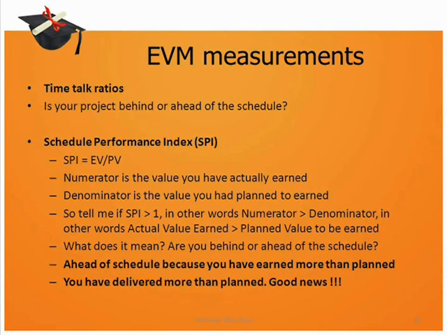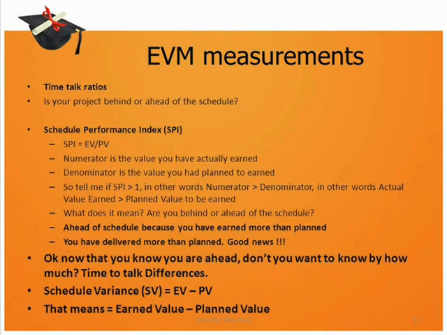Well, if SPI is greater than 1, then it means that you are ahead of schedule because you have earned more than what you had initially planned. You have delivered more than planned, and that is very good news for any project manager. So SPI has told you that you are ahead of schedule, but don't you want to know by how much you are ahead of schedule in terms of value?